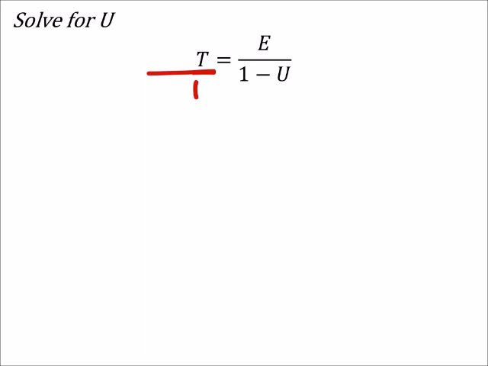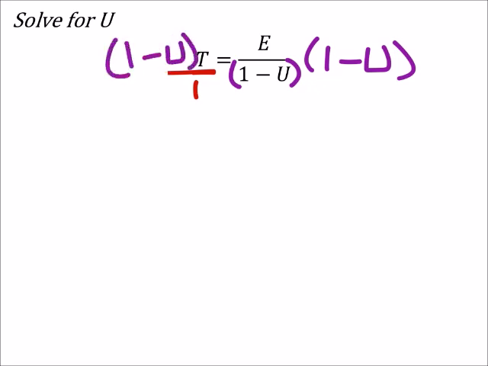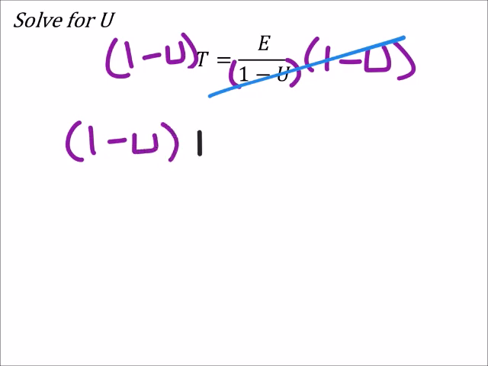I think I prefer to see this as, I need to multiply both sides by 1 minus u. So I don't really need that divided by 1 here. What that will do is it will cancel out the 1 minus u's over here. Now, what we're left with is this 1 minus u, then we still have our t. And this would now equal what's left on the right side, just this e value here.